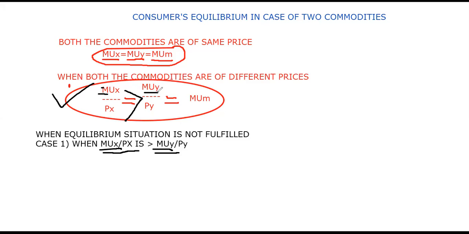As he buys more of X again and again, the utility derived from the commodity X will start falling due to the law of diminishing marginal utility, and the intensity to buy the commodity Y will rise. This will happen till the situation again reaches equilibrium, and MUX upon PX becomes equal to MUY upon PY. I hope this is clear. Please let me know in the chat box if it is clear.